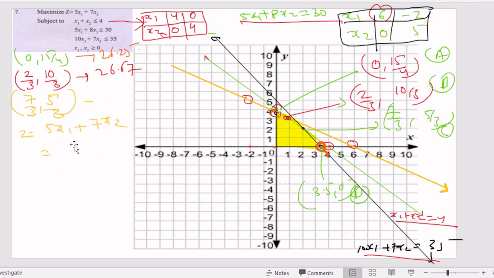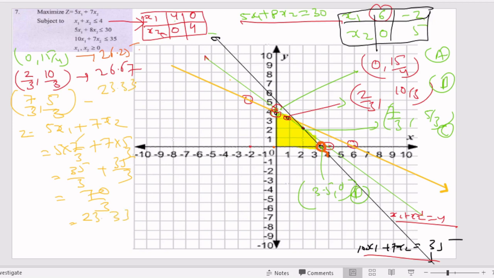So what is the third point? 7 by 3 and 5 by 3. So substitute x1 is equal to 7 by 3 and x2 is 5 by 3. And let's find the answer. 35 by 3, 35 by 3. So which will be 70 by 3. And the approximate value of 70 by 3 will be 23.33. Last point is pending.